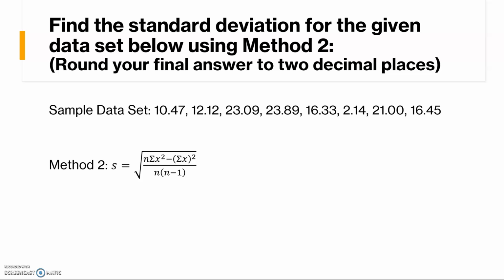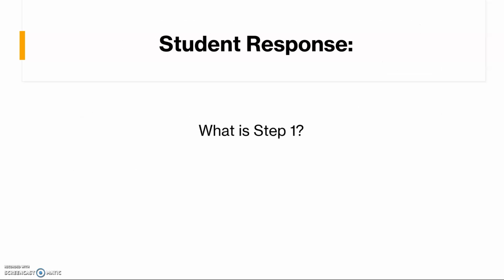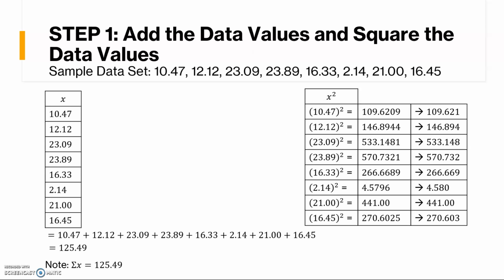Now let's go through the same thing, and now we're going to use method 2, and we're also going to round to 2 decimal places. So throughout the whole thing, we're going to round to 3 decimal places, but at the very end, we'll round to 2 decimal places. Okay, so what is the first step? Go ahead and calculate this step on your own.